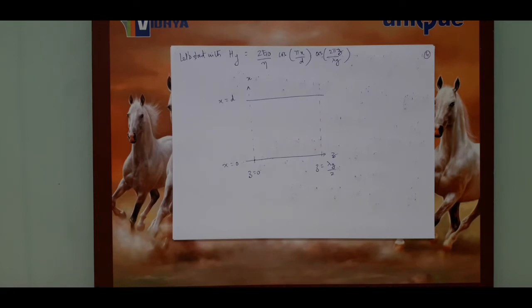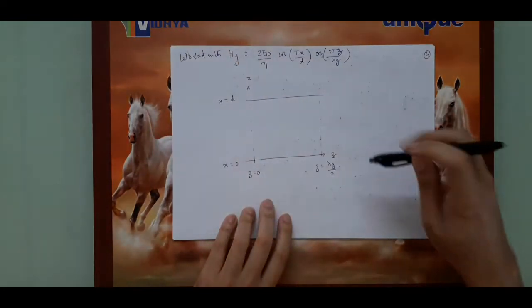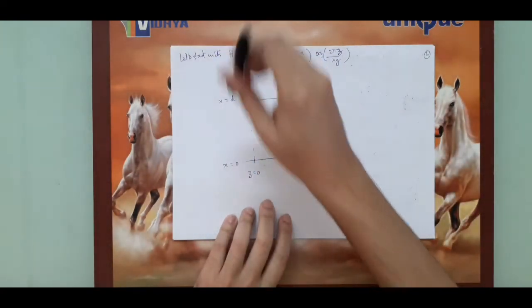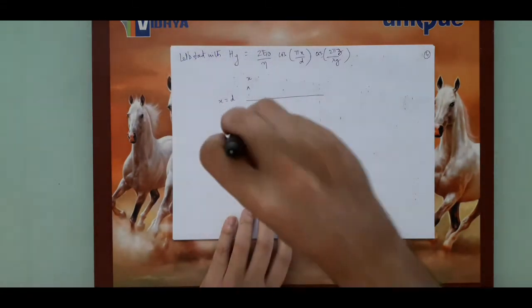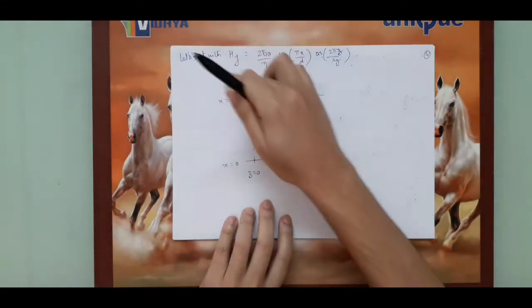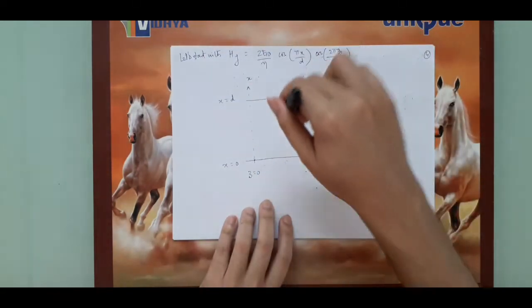Alright. So what are we looking at? We are looking at Hy. That is the component of the magnetic field along the y direction. So y direction is always perpendicular to the plane of the paper. So therefore even this Hy would look something which is perpendicular to the plane of the paper.